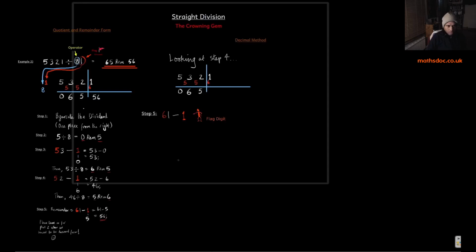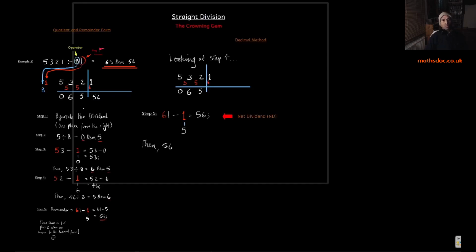At the end of step 4, we had a remainder of 6, which we carried over to the right side to make 61. So what we do now, step 5, is 61, which is a gross dividend. Take away the flag digit, which is always going to be 1, times the latest flag quotient digit, which is 5. So 61 minus 5 is 56. Right, now that's what we had in step 5, wasn't it, last time? We're just basically doing that again.